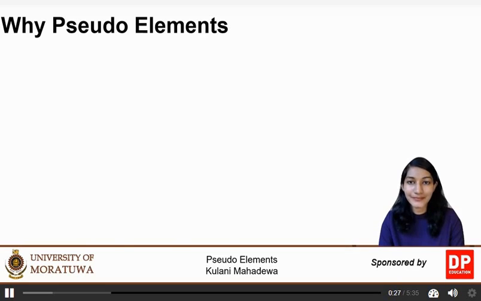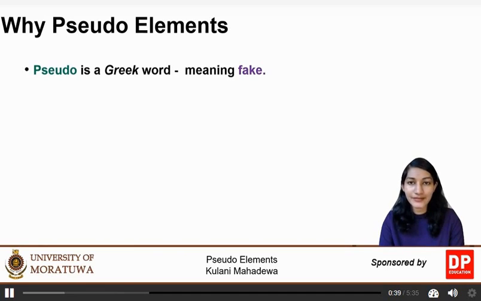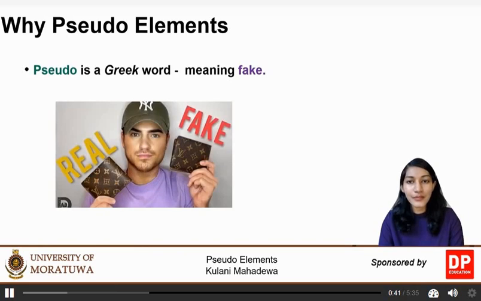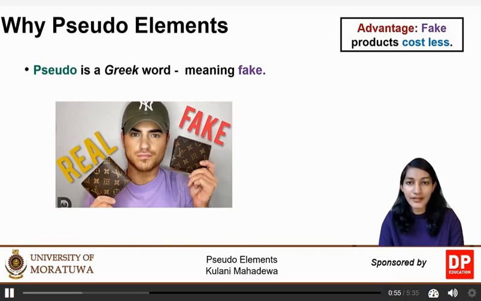Pseudo elements. Here the prefix pseudo is a Greek word. Its meaning is fake or not genuine. Why do we need something fake? Think about the fake products in the market. These products seem much similar to the real products, but they cost much less. So that would be an advantage in buying a fake product.